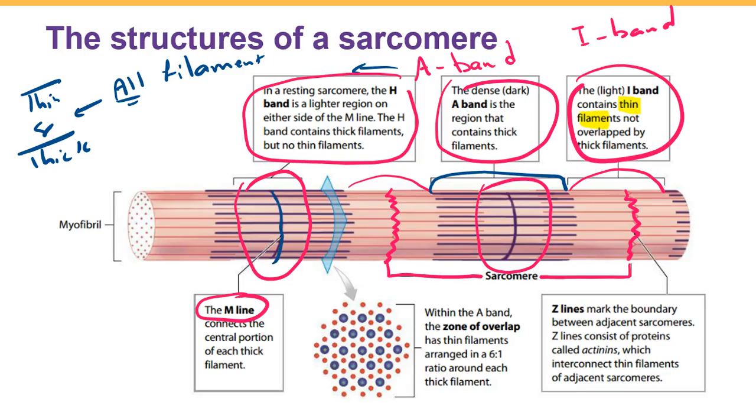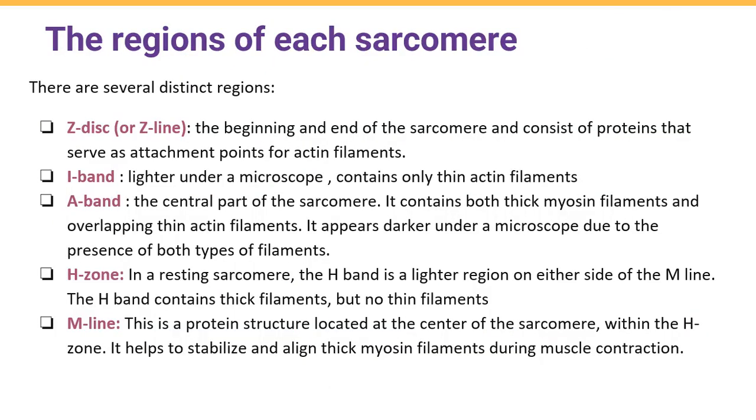Inside the H zone is the M line. This is a line made up of proteins that hold the thick filaments in place so they stay lined up during contraction. Think of the M line as the anchor or center pole holding everything steady. So we actually talked about the Z disc, I band, A band, H zone, and M line through this picture. Now let's review it one more time.